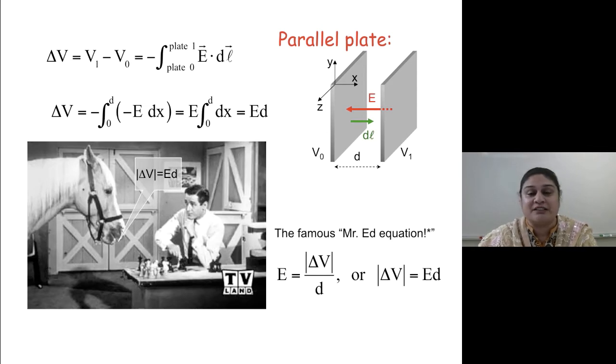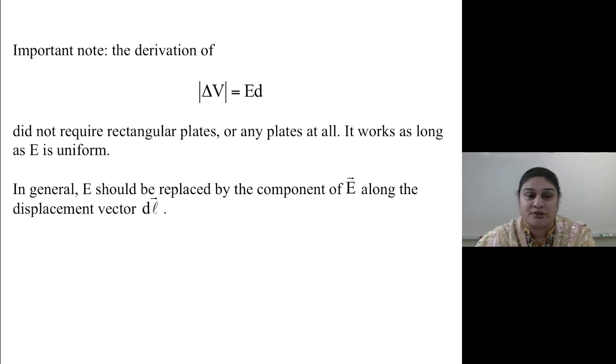This is also called the famous Mr. Ed equation, which basically says that the change in potential equals E times d. So, Ed. Something very important to note: the derivation of delta V equals Ed did not require regular plates or any plates at all. It works as long as E is uniform. So in general, if you have an E field that is uniform between the points you are looking at, you can use this equation. It is a very, very useful tool.